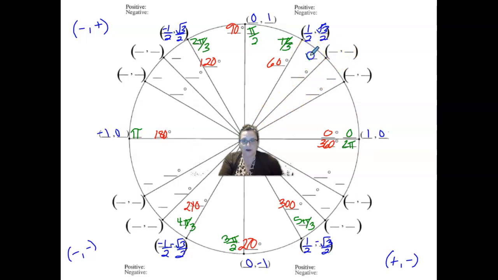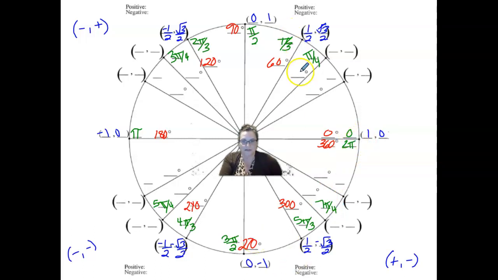So this is 1 pi over 4. Then 2 pi over 4 is pi over 2. 3 pi over 4. 4 pi over 4 is pi. Then 5 pi over 4. 6 pi over 4 is 3 pi over 2. 7 pi over 4. And then 8 pi over 4 is 2 pi.